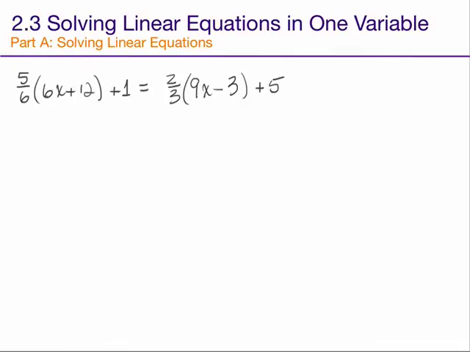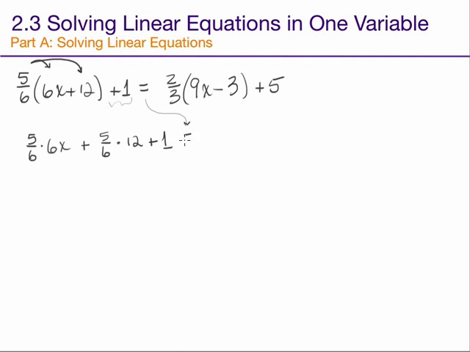Here's another example. This one has parentheses on both sides and fractions. But distribution is distribution. Let's start by distributing the number in front of the parentheses across the sum on the left-hand side. Instead of doing the arithmetic as I go, I'm going to rewrite this as 5/6 times 6x plus 5/6 times 12. But then don't forget the plus 1.